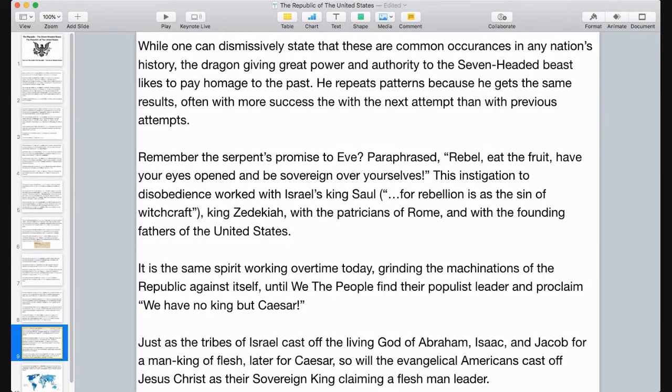Paraphrased, rebel, eat the fruit, have your eyes open, and be sovereign over yourselves. This instigation to disobedience worked with Israel's King Saul, for rebellion is as the sin of witchcraft. King Zedekiah, with the patricians of Rome, and with the founding fathers of the United States. It is the same spirit working overtime today, grinding the machinations of the republic against itself, until we the people find their populist leader and proclaim, "We have no king but Caesar." Just as the tribes of Israel cast off the living God of Abraham, Isaac, and Jacob for a man-king of flesh, later for Caesar, so will the evangelical Americans cast off Jesus Christ as their sovereign king, claiming a flesh-man leader.